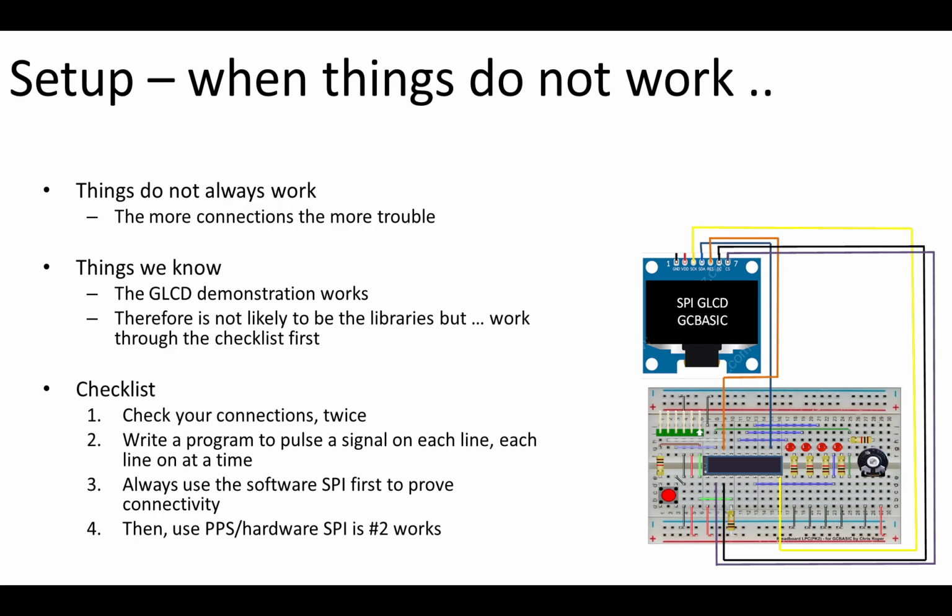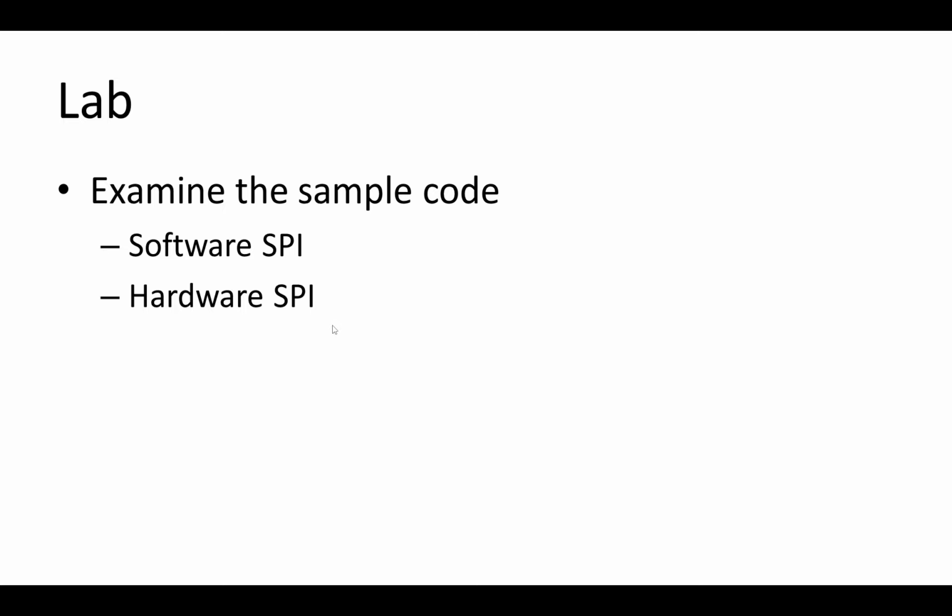Then always use Software SPI to prove the basic functionality works. And then if you want to use PPS on the Hardware SPI, then make sure you've done step 3 first. You just need to make sure that everything's consistent. Don't just jump to PPS and hardware, expect it to work, and go, oh, it didn't work, pull hair out. Go back to step 1, check your connections. So we're going to look at using software SPI and then hardware SPI.